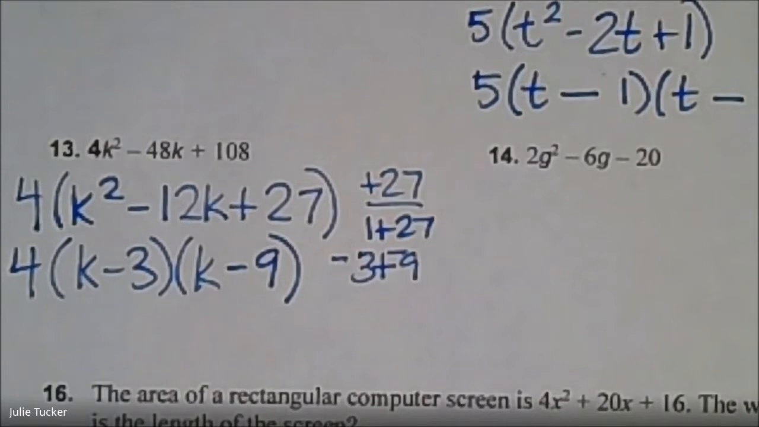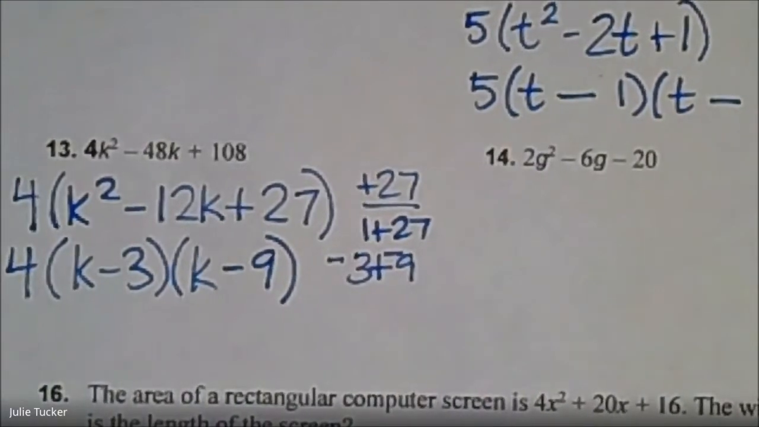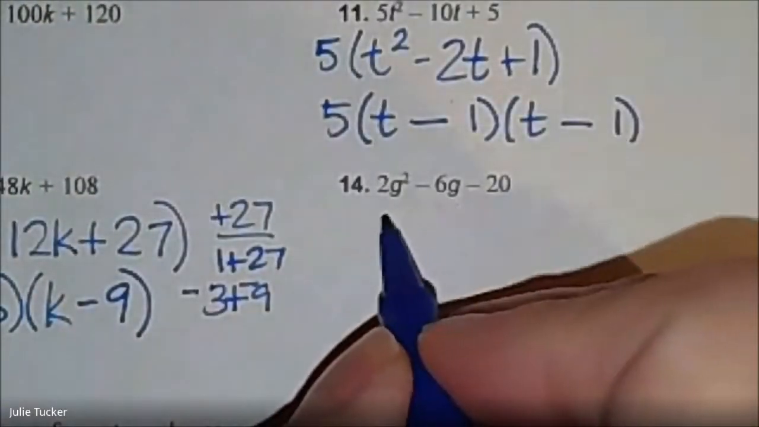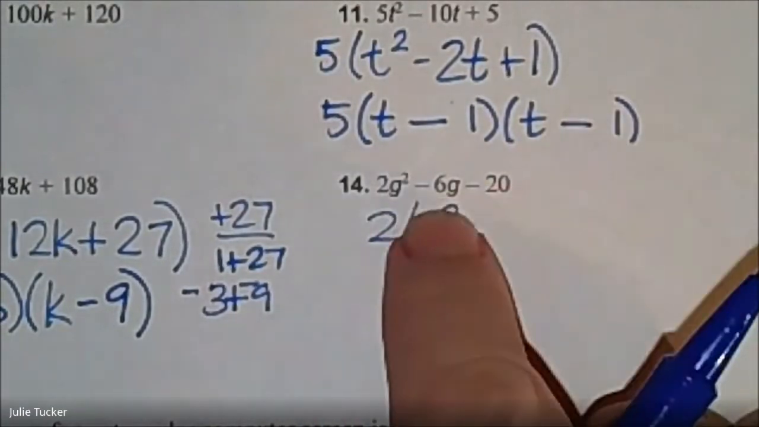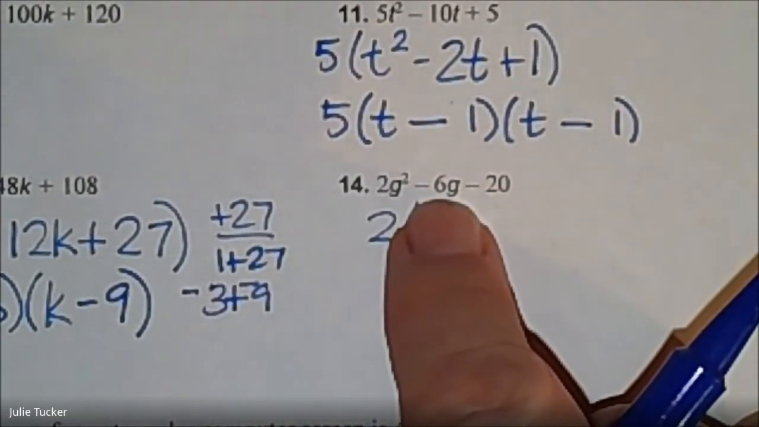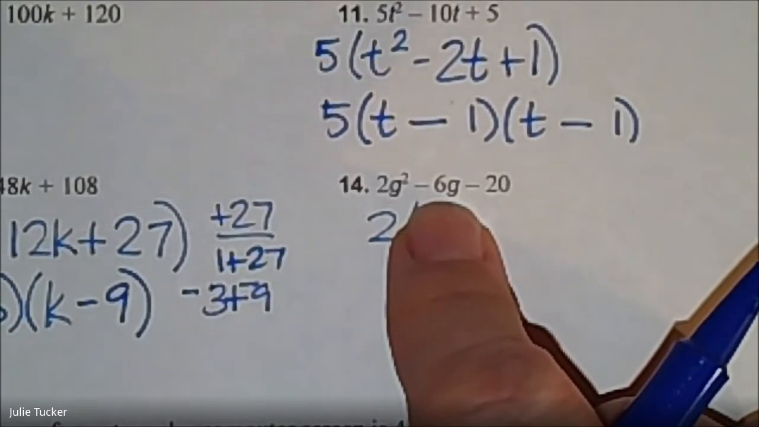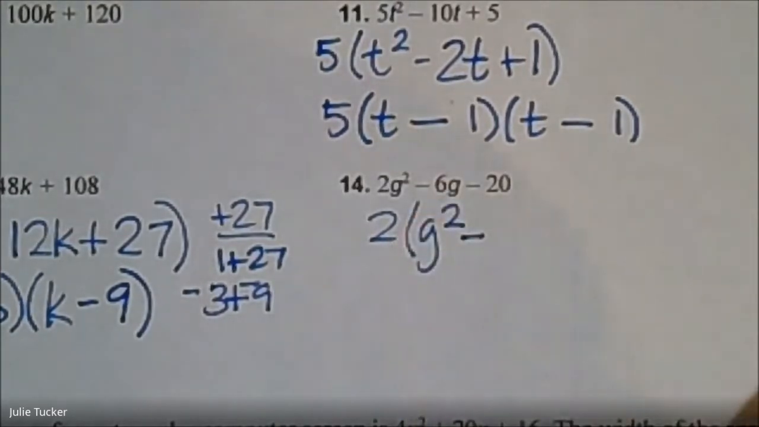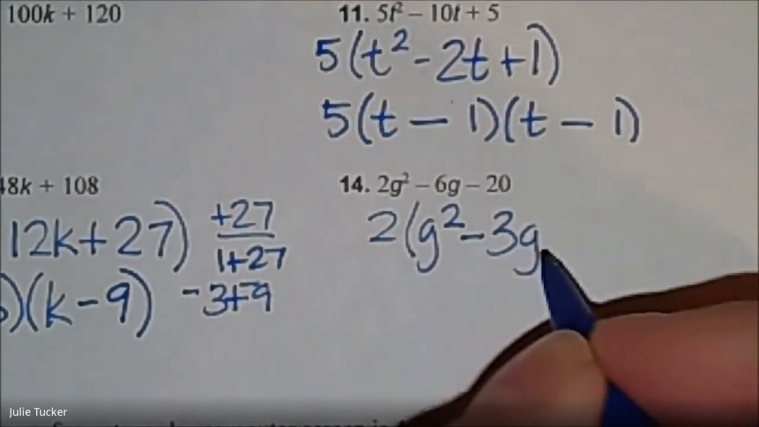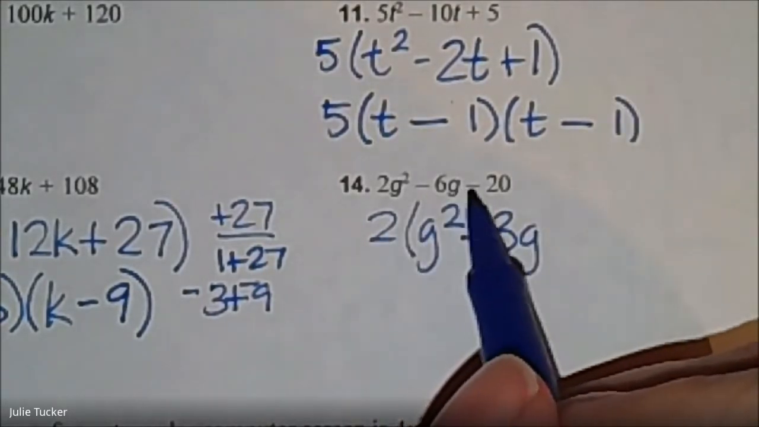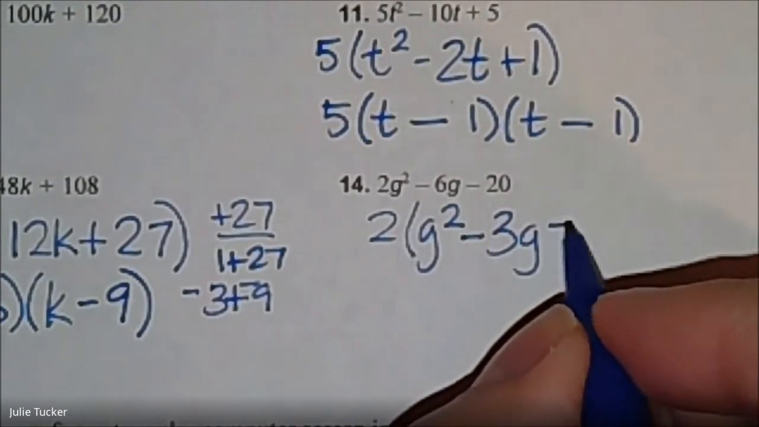All right. One last problem. Ready? Let's do this one. 2 parentheses g squared minus, what do I get for this middle term? When I divide out the 2, what do I get? Good. Negative 3g, and then 2 divided into negative 20 is negative 10.